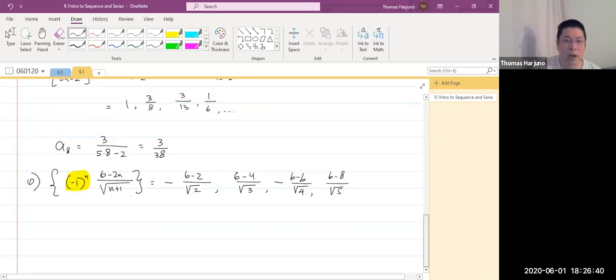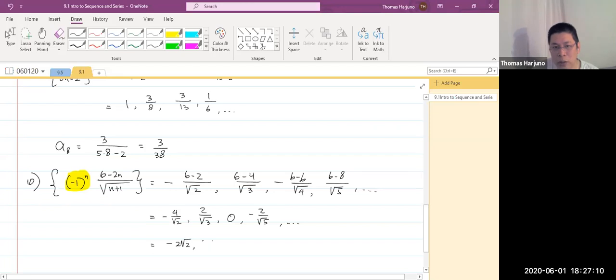Which, if I simplify, I get negative 4 over radical 2, 2 over radical 3, 0, negative 2 over radical 5. I think I can simplify further, rationalize the denominator. So this is negative 2 radical 2. This is 2 radical 3 over 3, 0, negative 2 radical 5 over 5. Okay, that's for number 10.